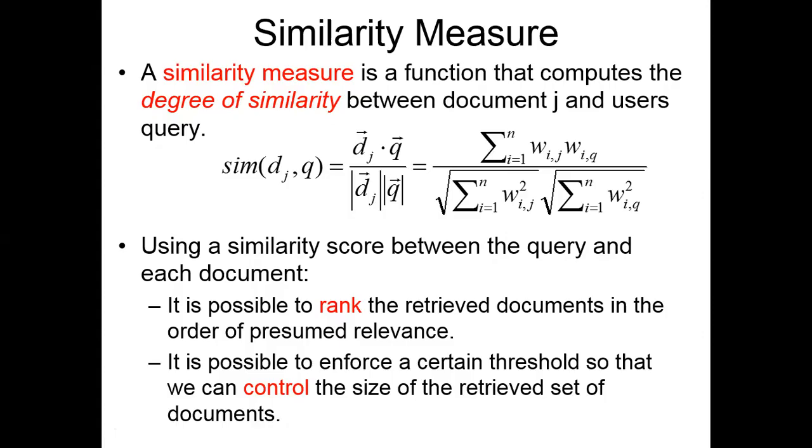That will give us the dot product. Then we have to normalize it. When we are normalizing, we have to divide by the length of the terms available in document J, multiplied with the length of the terms available in the query. So that means the square root of the summation of the squared weights of all the terms in document J, multiplied with the square root of the summation of the squared weights of all the terms in the query.